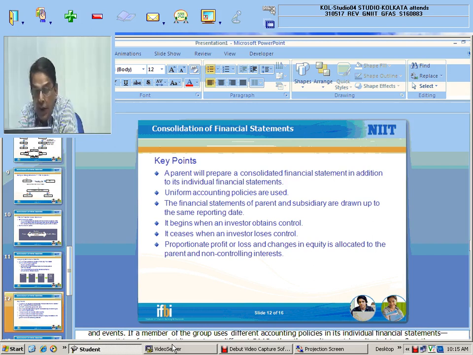Does this answer your question? So before incorporating that US subsidiary result into the group accounts, it must be adjusted to reflect the group policy. Group policy is to follow IFRS. That is the group policy. But one subsidiary is following a different GAAP. So in that case, you have to do an adjustment before incorporating the subsidiary result into the group. So does it answer your question?